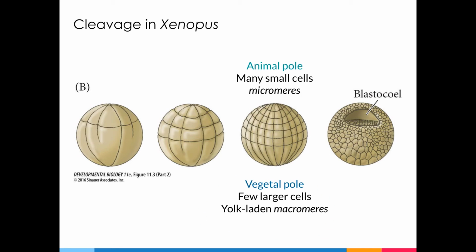The stage at which the embryo has 16 to 64 cells is known as the morula stage because the embryo looks like a mulberry, and the same is true of mammalian embryos. Once the blastocele forms, the embryo is considered a blastula.